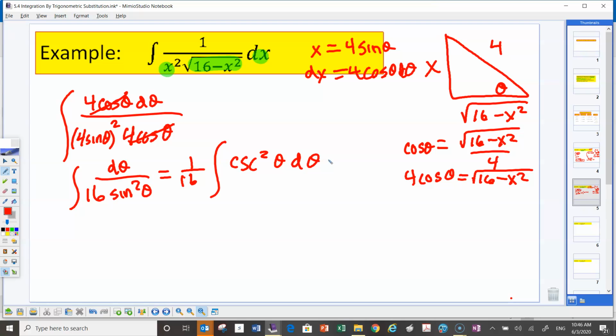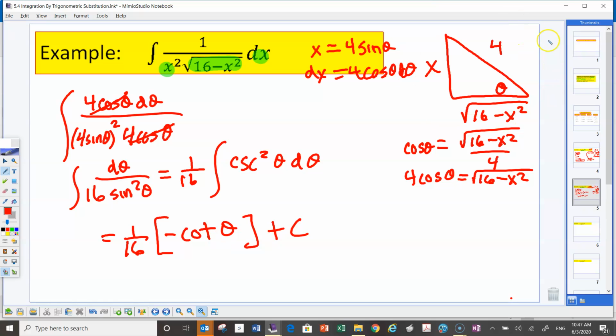And now we have to look at what the integral of cosecant squared theta is. If you remember, the derivative of cotangent is negative cosecant squared. So the integral of cosecant squared is negative cotangent theta plus a constant. And now I want to get cotangent theta in terms of x.